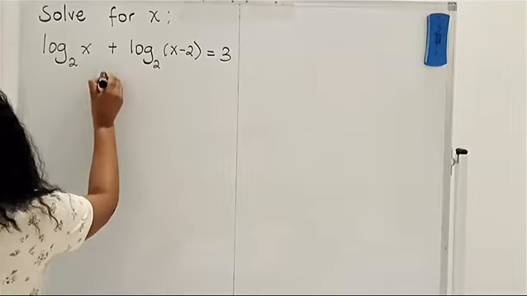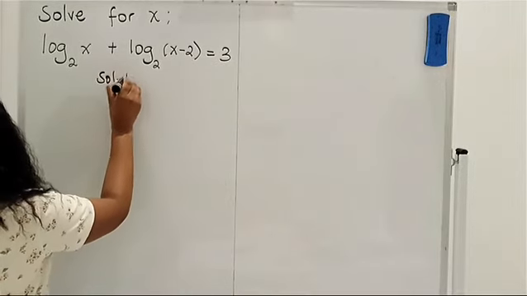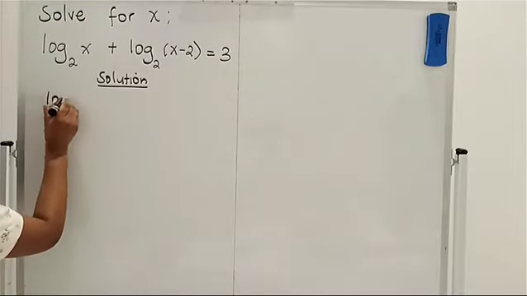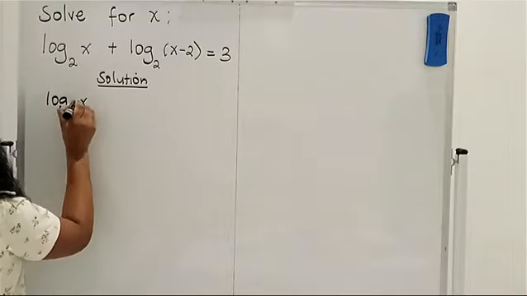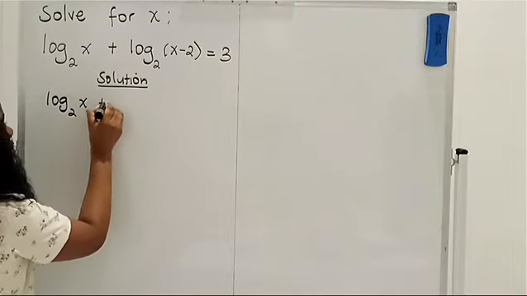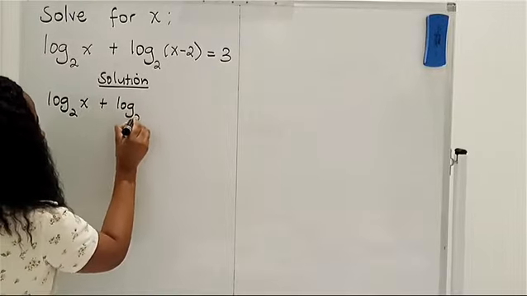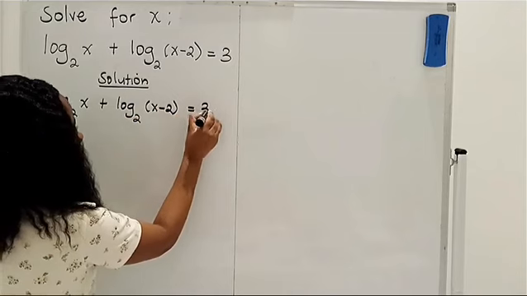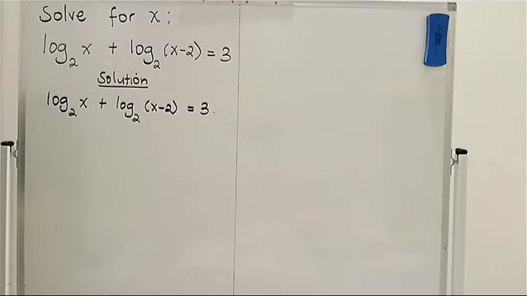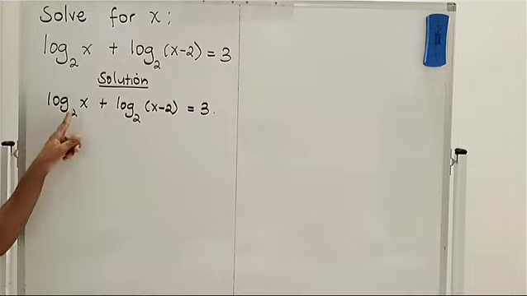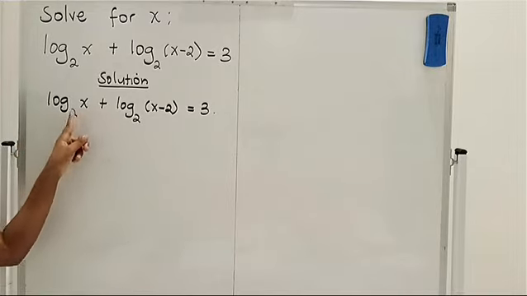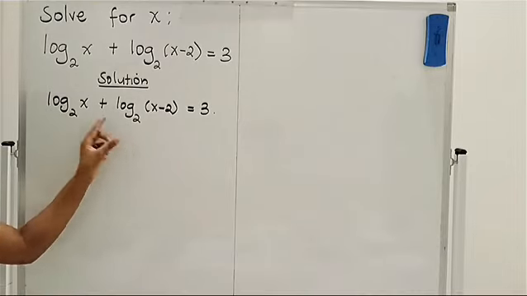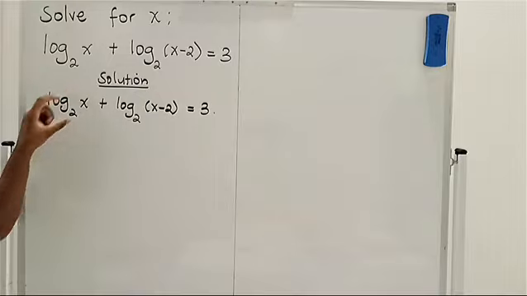In our solution, we have log 2 of x plus log 2 of x minus 2, and this is equal to 3. Okay? Now you find that there is a plus here, and the bases on the logarithms are the same. So we are going to multiply these values.